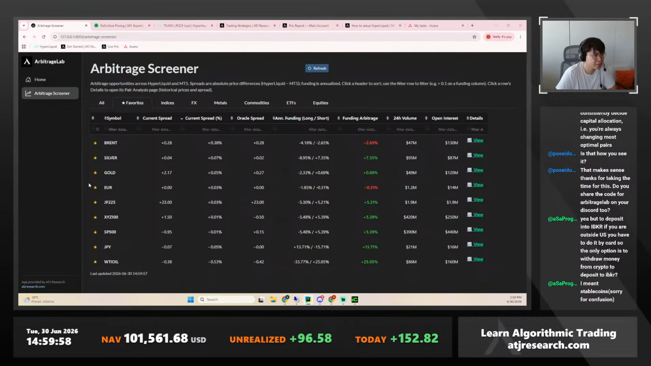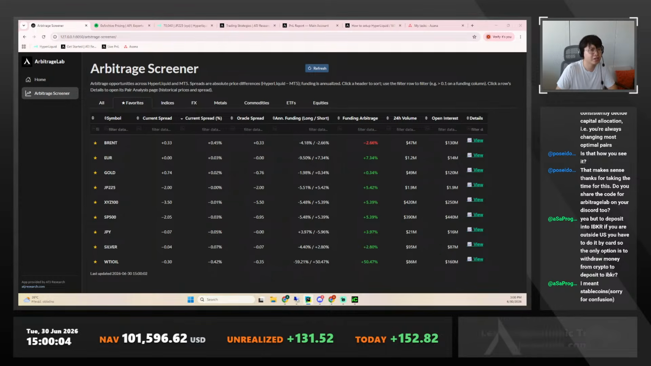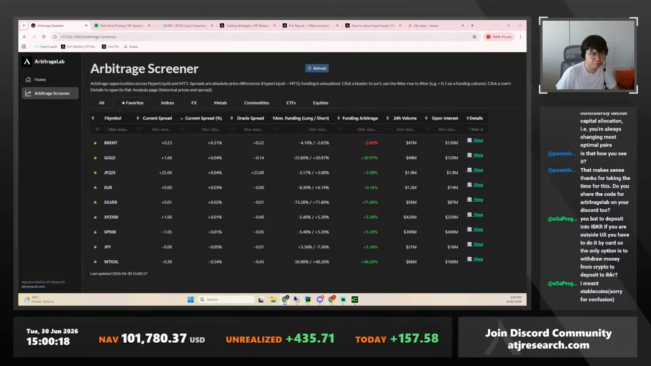Yeah, stablecoins. In the case of stablecoins, that might be an issue. But I think IBKR accepts USDC deposits. One second. Yeah, they do accept them, but there's some network fee and so on.